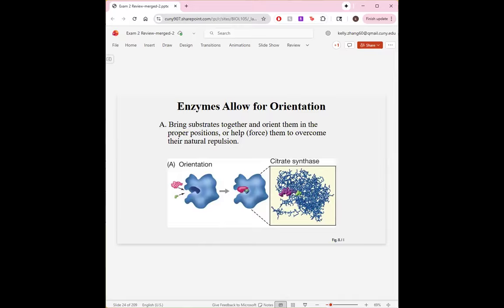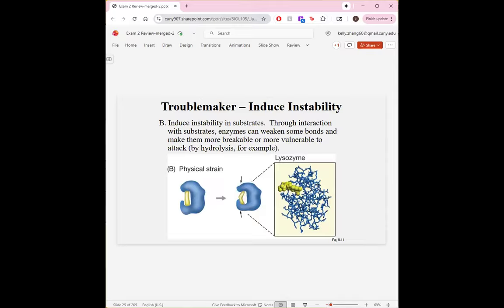The shape of enzyme active sites allows a specific substrate to fit, kind of like a lock and key mechanism. Oftentimes the orientation of the substrate and the enzyme have to line up in proper positions to overcome their natural repulsion and make an enzyme substrate complex. Enzyme substrate complexes may have induced instability in substrates, meaning through interaction with substrates, enzymes can weaken some bonds and make them more breakable or more vulnerable to attack.